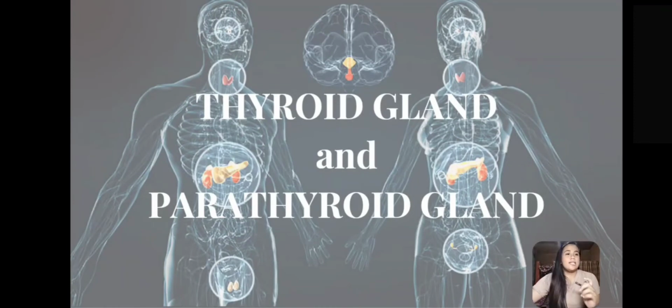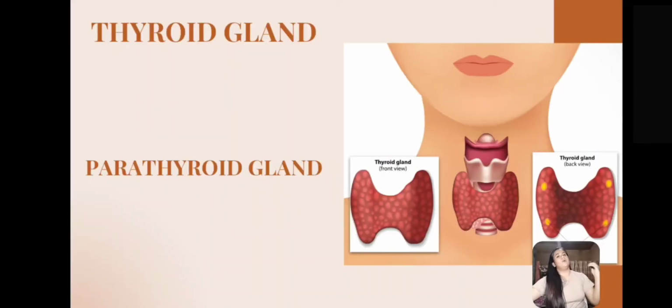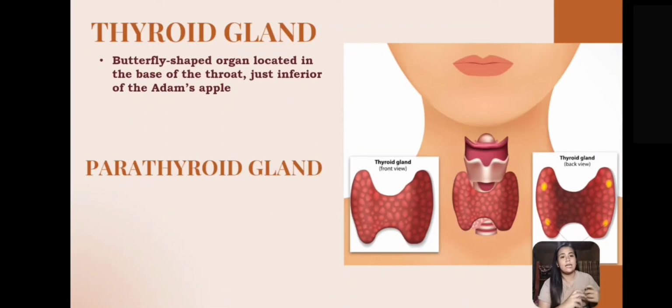The next one is the thyroid and the parathyroid gland. So what are these glands? We have here the thyroid gland. Our thyroid gland is located here in the neck. It is a butterfly-shaped organ located at the base of the throat, just inferior to the Adam's apple. So that is where you can see it.